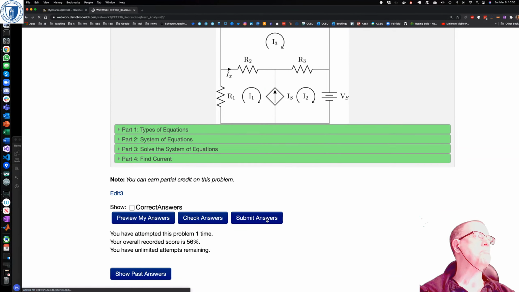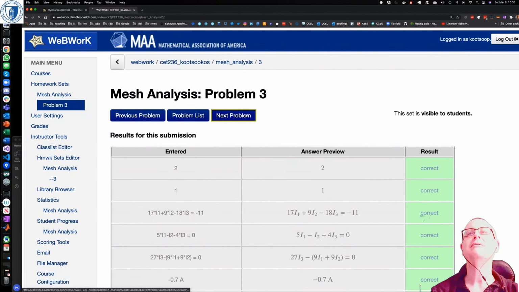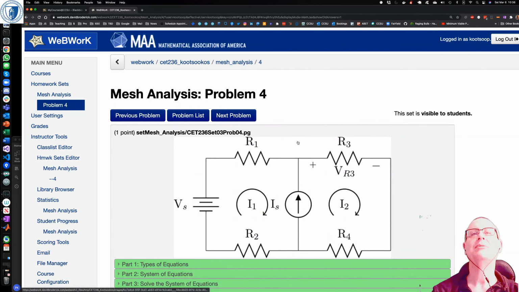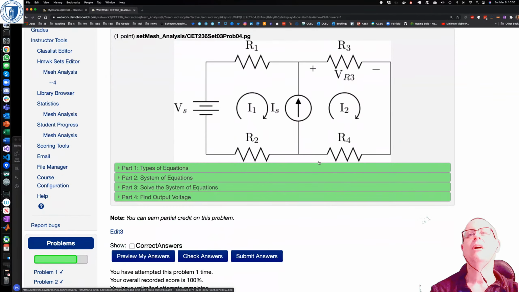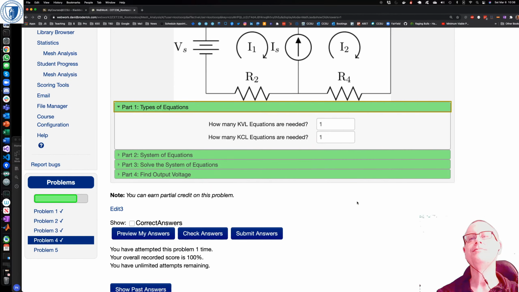I actually didn't mean to go through that whole one, so I won't do that for the next one. I'll just have a quick look at it. I've already gone through this one, right? So we've got 1 and 1. There's only 2 meshes to start with, and there's only one current source, and they're both going through it. So we need to have one KVL and one KCL.